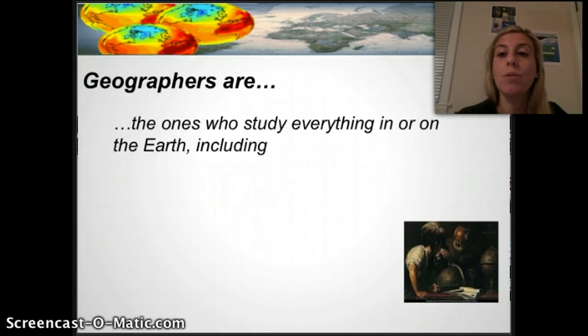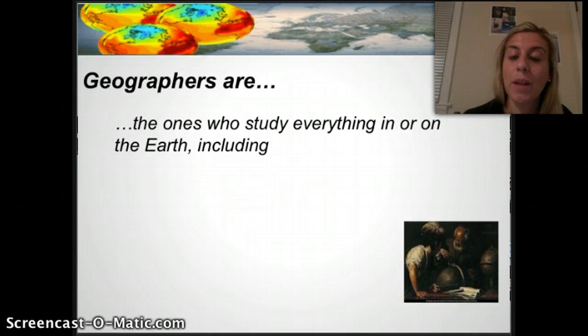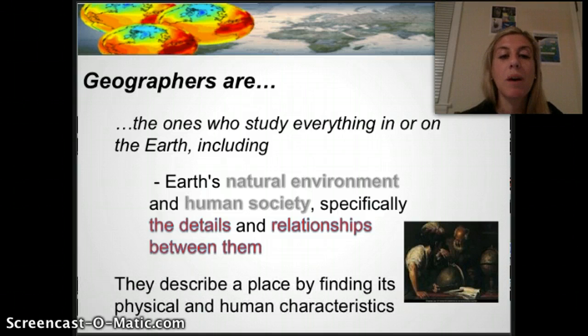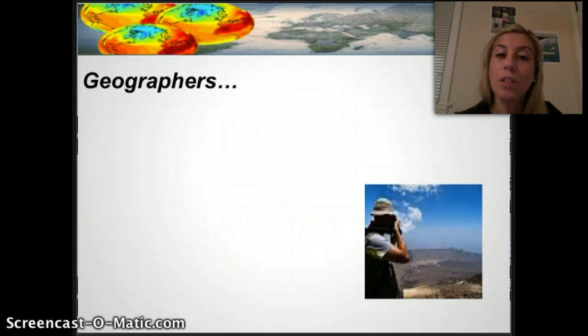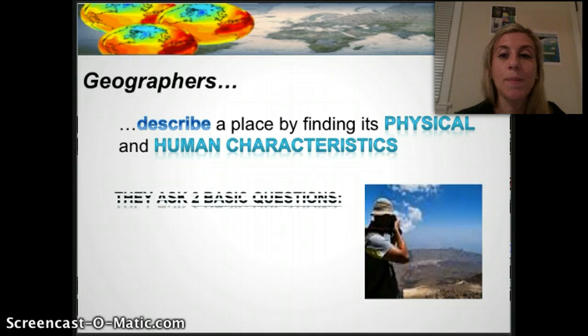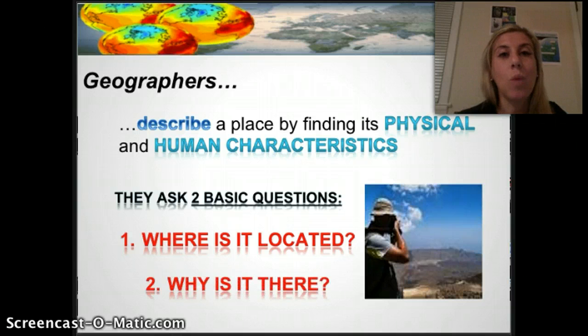Geographers are the ones who study everything in or on the earth, as we know from our first unit. They look at Earth's natural environment and human society, and they focus on the details and the relationships between humans and their natural environment. They describe a place by finding its physical and human characteristics. So physical and human characteristics are very important to geographers. Geographers ask two basic questions. Where is it located? And why is it there?